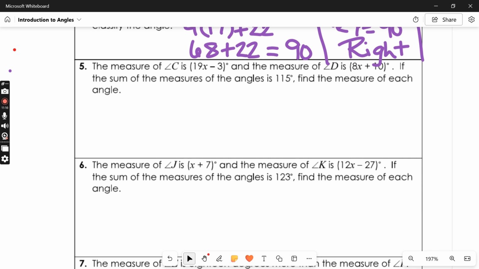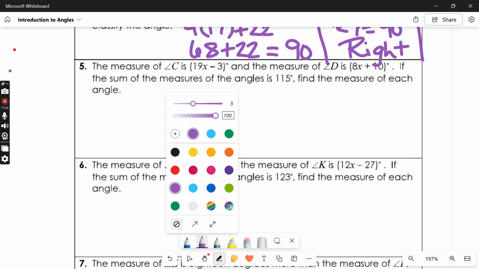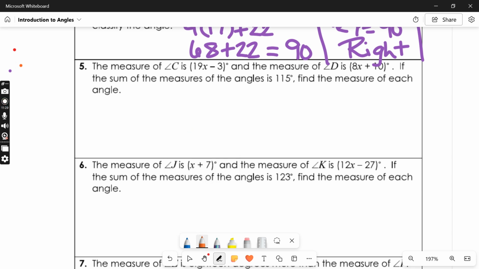Alright, so now we're going to do some solving. We're going to find x and then use that to find our angles. Okay, so it says the measure of angle C is 19x minus 3. The measure of angle D is 8x plus 10. If the sum of the measures of the angles is 115, find the measure of each. Alright, sum means that we are adding these two angles together.